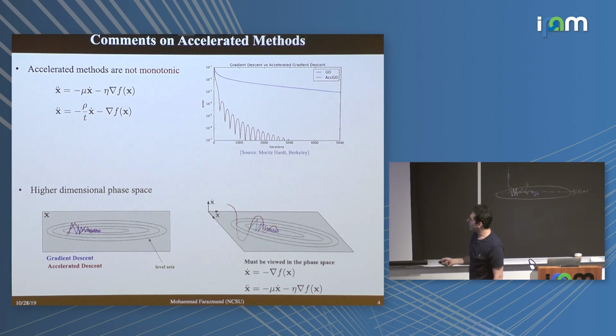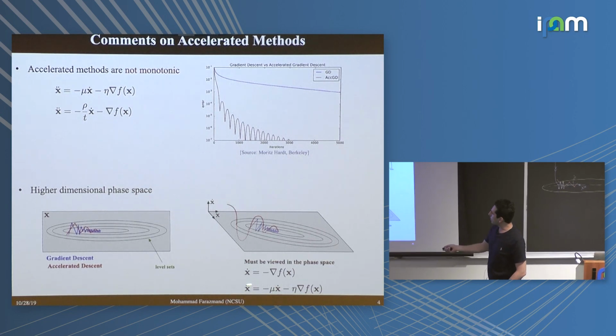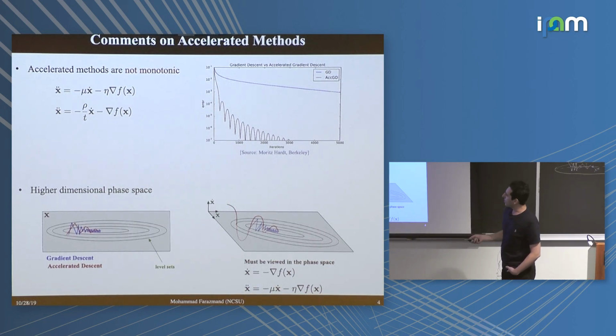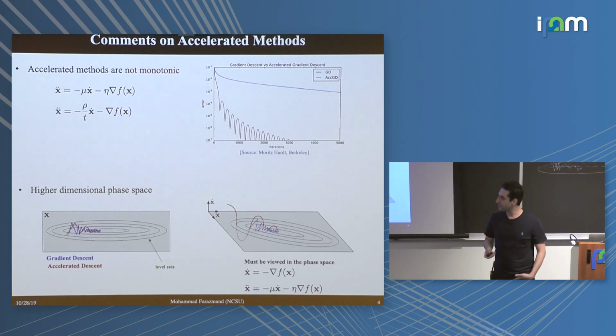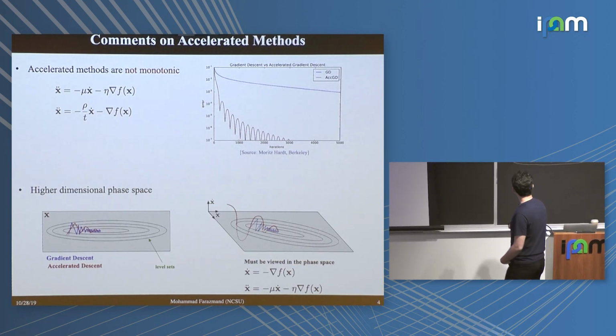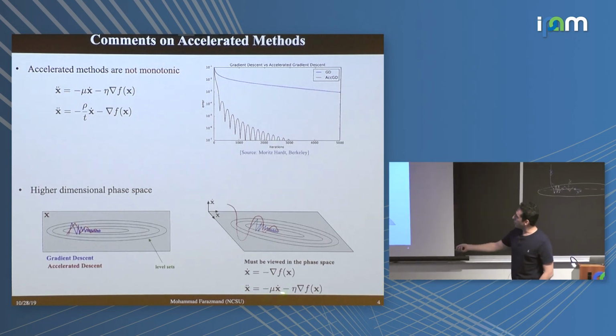A better way is to look at these in their appropriate phase spaces. These are second-order differential equations, so this phase space consists of x and x dot. X is in Rn, so the phase space is R2n. And what is really happening is that the trajectory of the accelerated gradient descent is inside that R2n space.